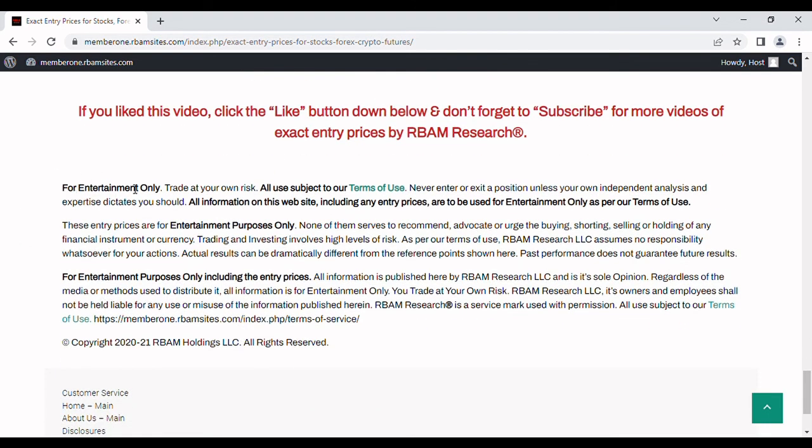Everything that I've just shown you, everything on this website is for entertainment purposes only, including the entry prices. They're recommended prices to follow only, not necessarily to trade. It's up to you to trade with your own analysis only, and you definitely trade at your own risk. Please consult a financial advisor if you think you need one.